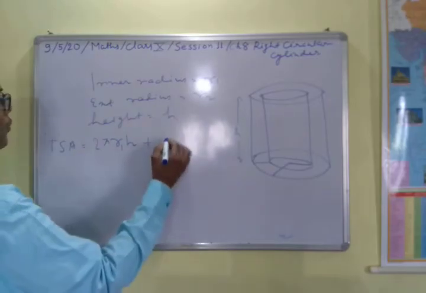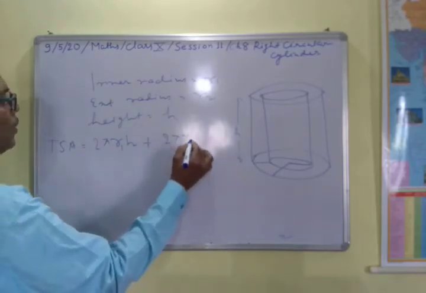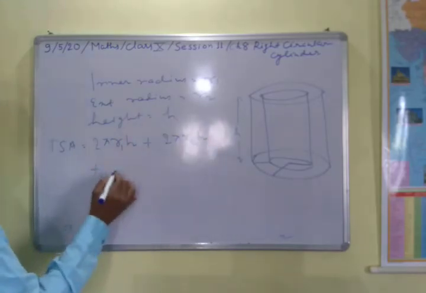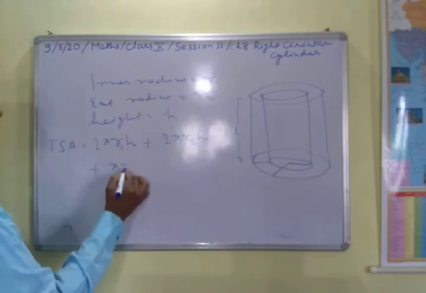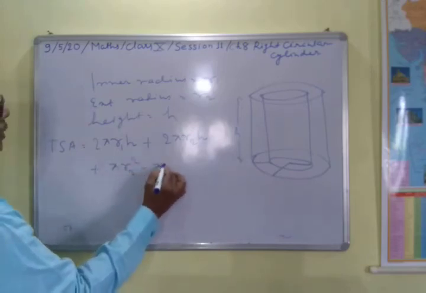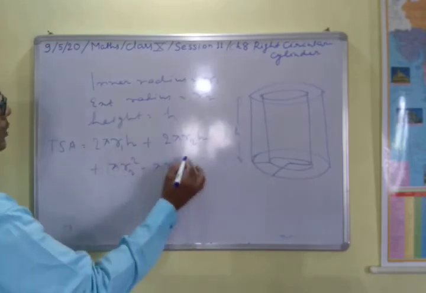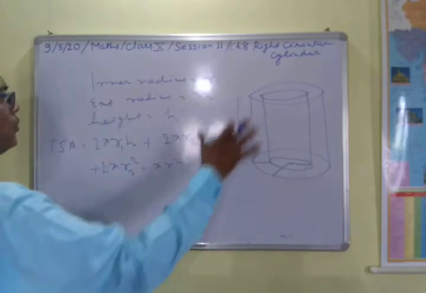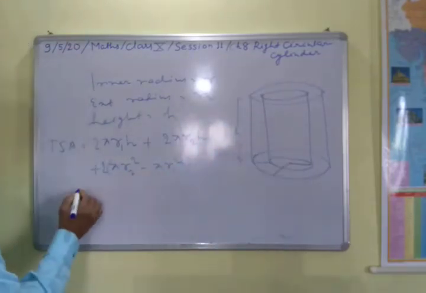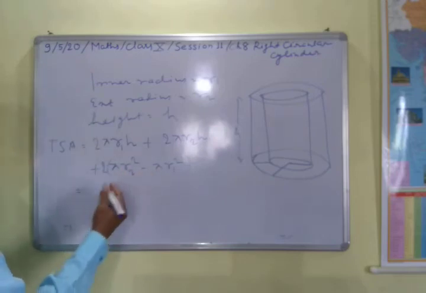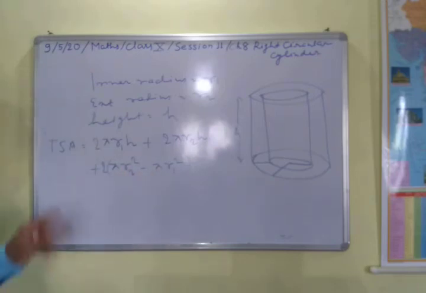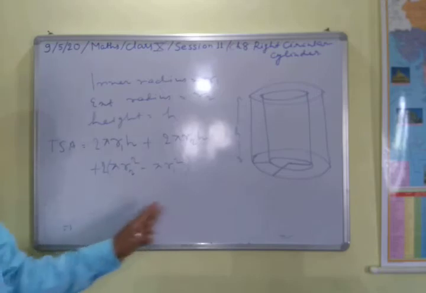Then the outer surface area will be 2 pi R2H, plus pi R2 square minus pi R1 square, that is twice here you can write, because we have two rings. So this is the formula here. Okay, so this is the formula, because we cannot simplify more. So this is the formula for this.